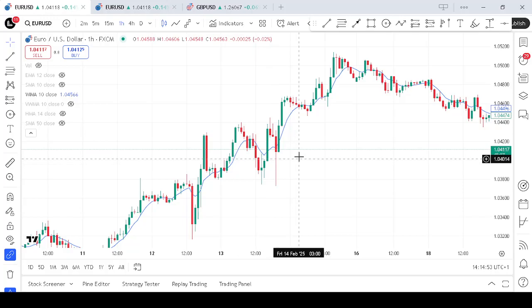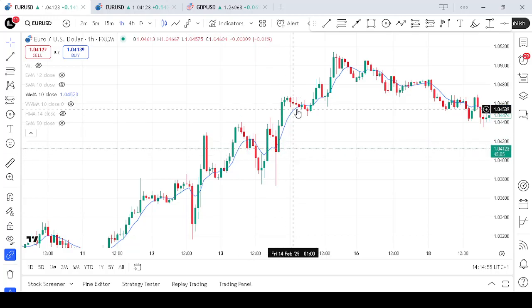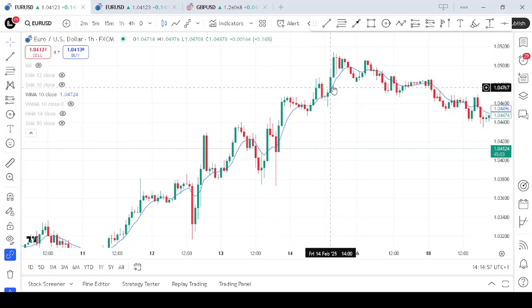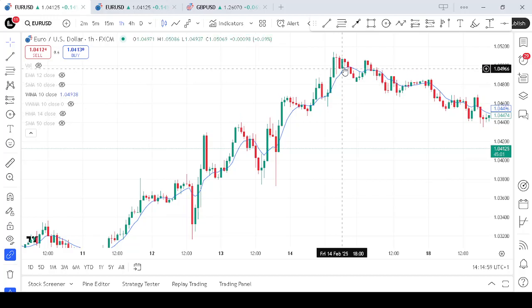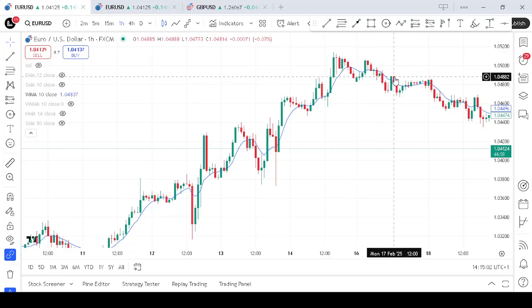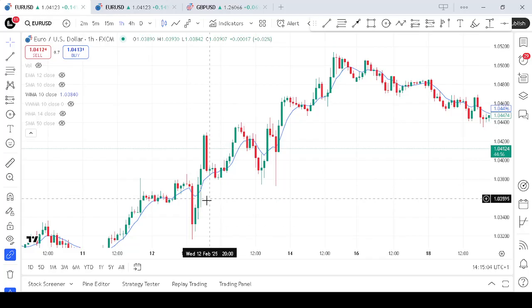The line follows closely behind the price action, similar to the EMA but with a slightly different approach. This responsiveness helps you to identify trends effectively while still smoothing out some of the noise in price movement.